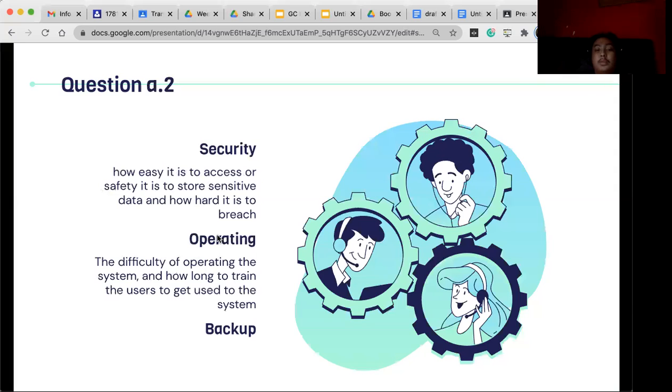Then there is the difficulty of operating the system, and how long it takes to train the users to get used to the system. It needs to be discussed because operating systems and software have their own ways to run, and the users have to get up to speed in order to use the system accordingly. And lastly is the backup, how easy it is to back up the system, how the backup procedures work for the system, and so on.